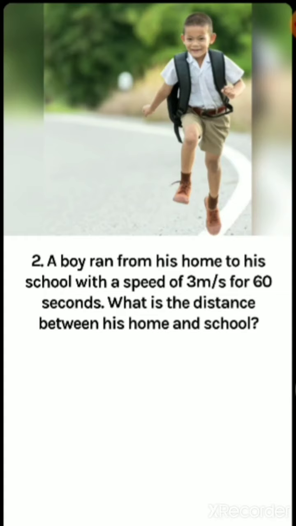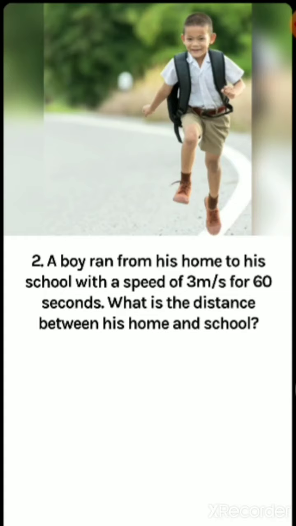Again, this one is also solved with the help of the formula, and you all know that one. From the triangle we can see that distance is equal to speed into time. So here speed S is equal to 3 meters per second, and time taken T is equal to 60 seconds. We just have to put the values in the formula, distance is equal to speed into time, and after solving that we will get the answer.